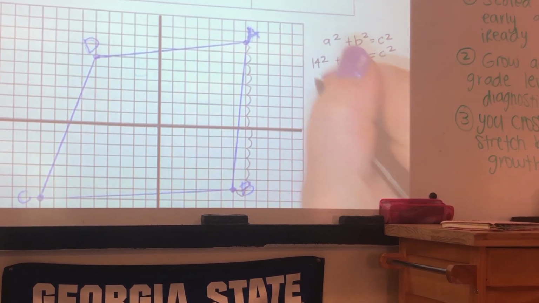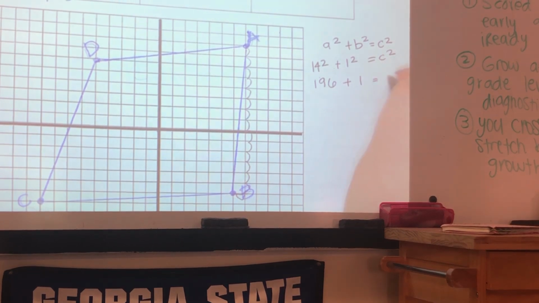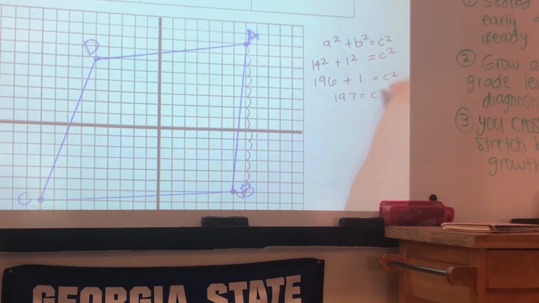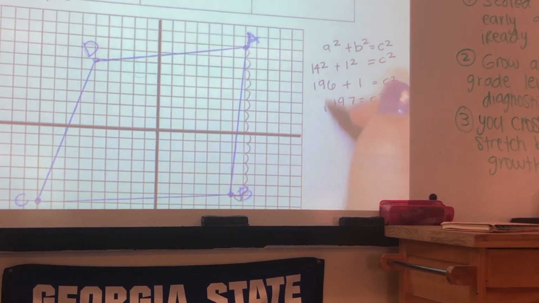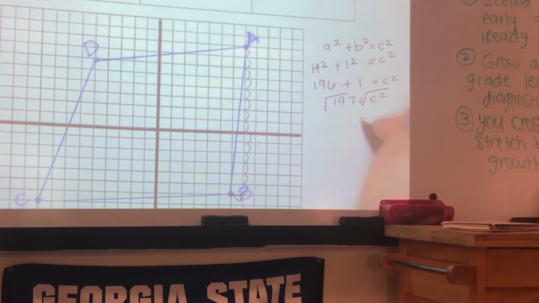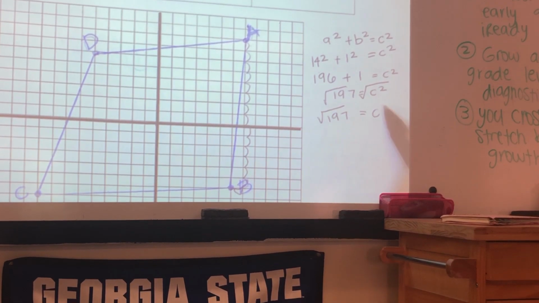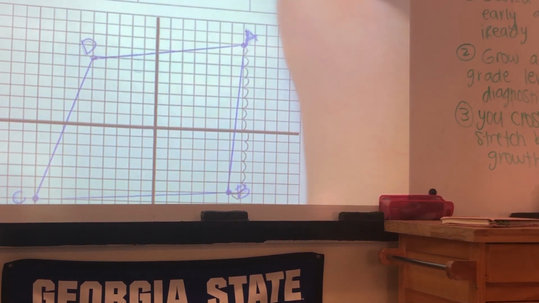14 times 14 is 196, and 1 times 1 is 1. I add those together, but I want just the length. I don't want c squared, so you take the square root. There is no number that times itself equals 197, so I just leave my answer, the square root of 197.